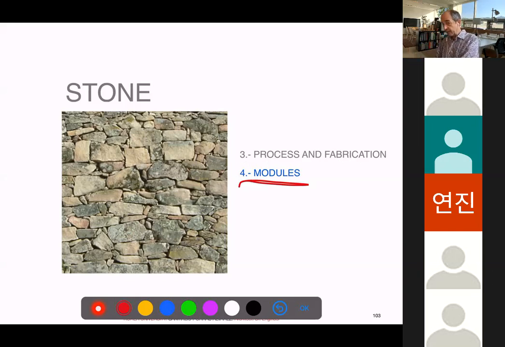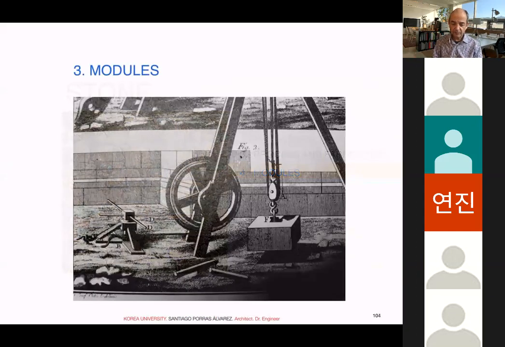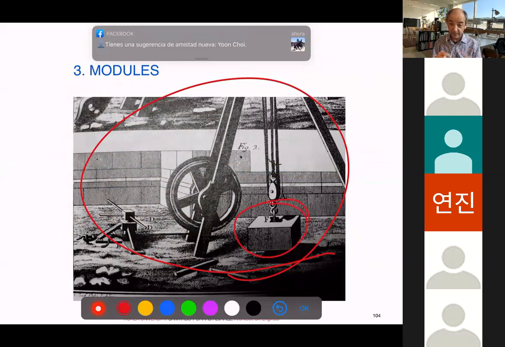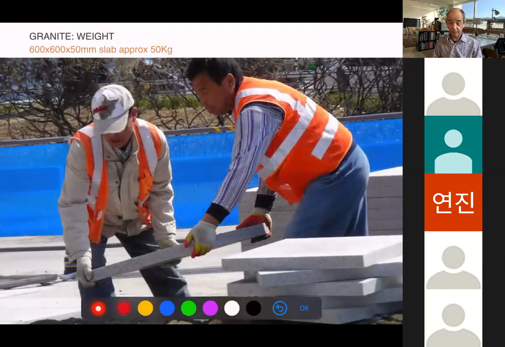the stone goes to the factories and they prepare things we can use. And these are the modules. So in general, the modules are based on the size we can manipulate. And stones are so heavy that usually you have to manipulate by mechanical means.